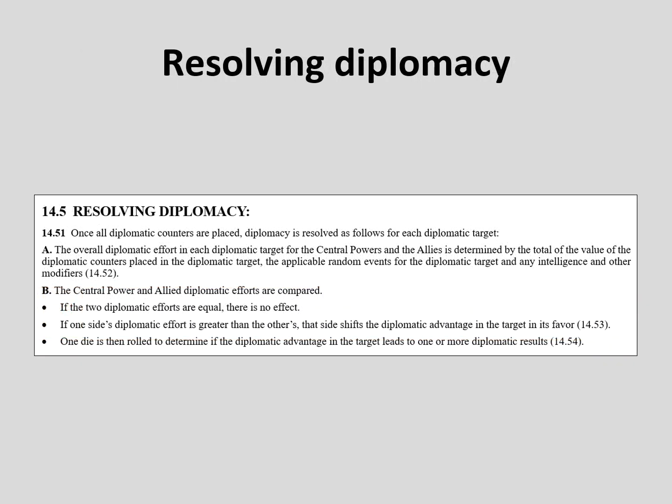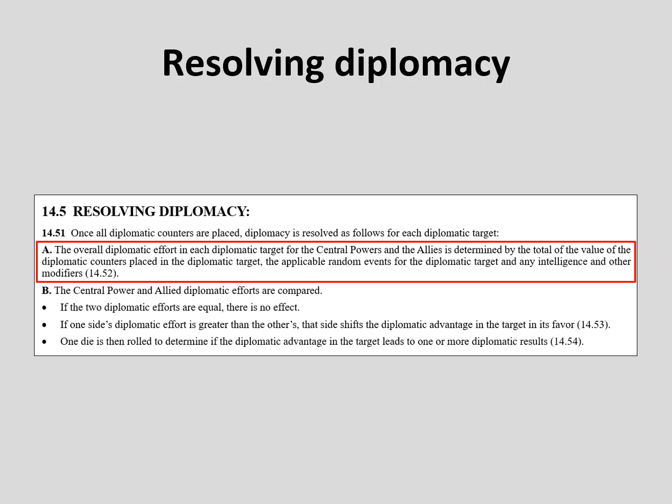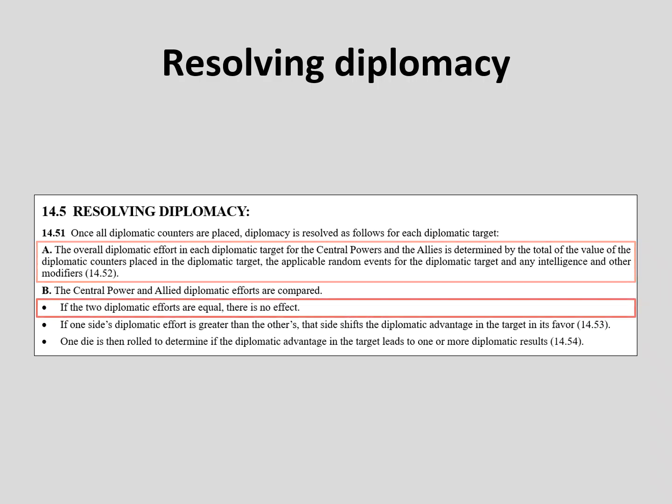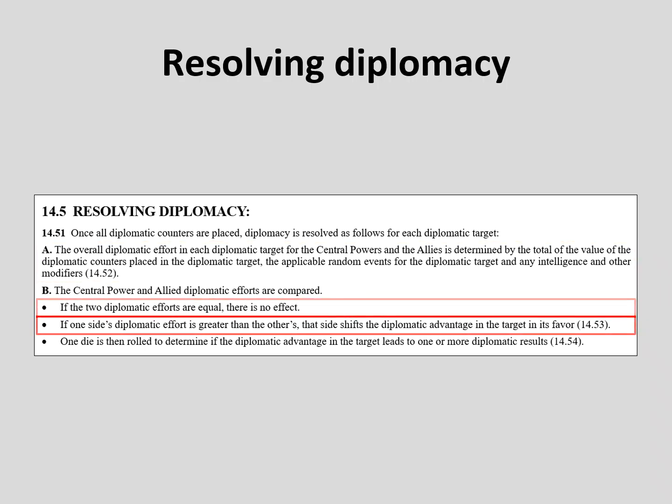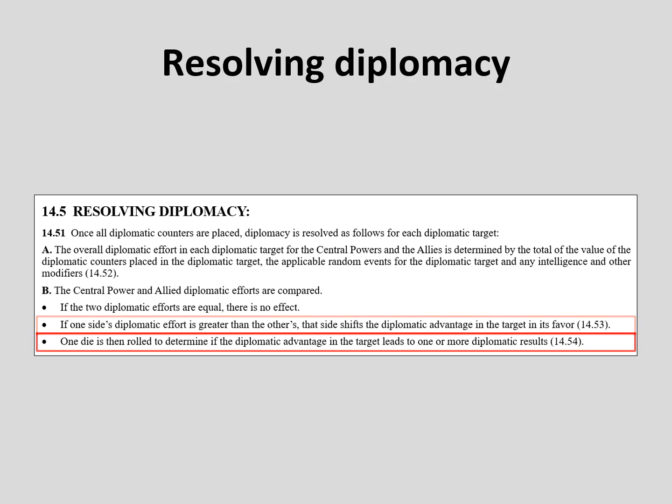We now come to the most important part of diplomacy. The diplomatic efforts of the two sides are compared. If the diplomatic efforts are equal, there is no change. If one side's diplomatic effort is greater than the other's, the diplomatic advantage in the target shifts in favor of that side. Then a die roll is made to see if the diplomatic advantage in the target is converted to one or more diplomatic results.